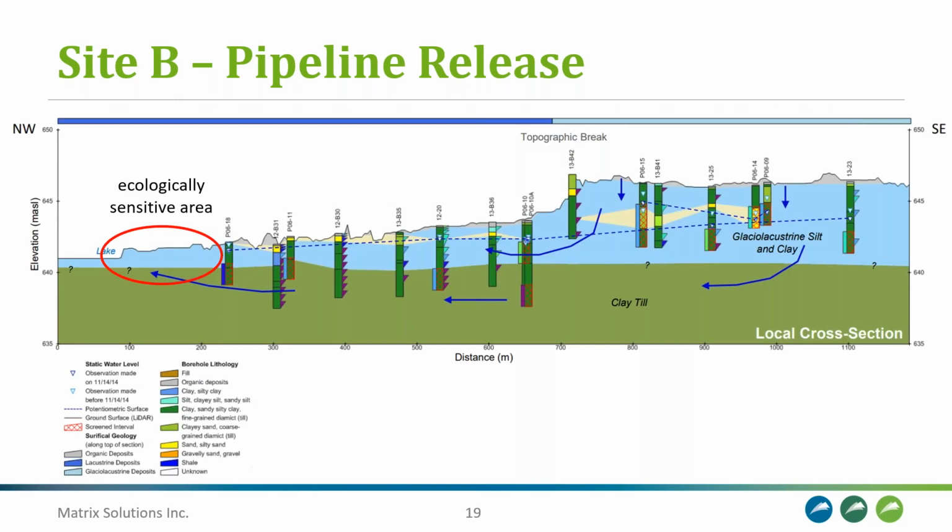So a lot of work, again, was done to put together a very robust conceptual site model for the site. There are 18 boreholes and 30 monitoring wells at the site. And we put together detailed local and regional cross sections to understand the hydrostratigraphy, the shallow and deeper regional flow systems, and the distribution of chloride in the subsurface.